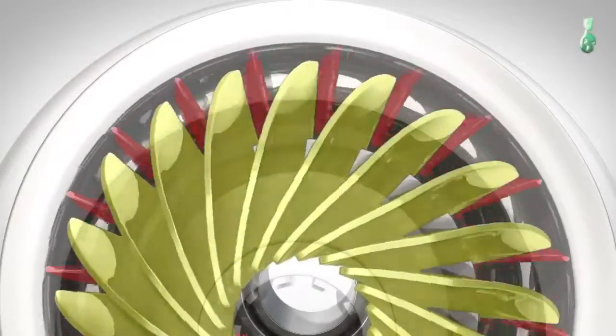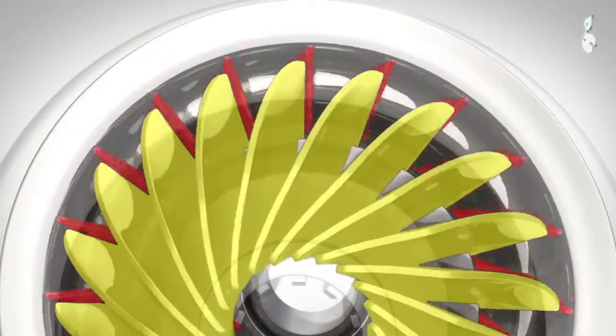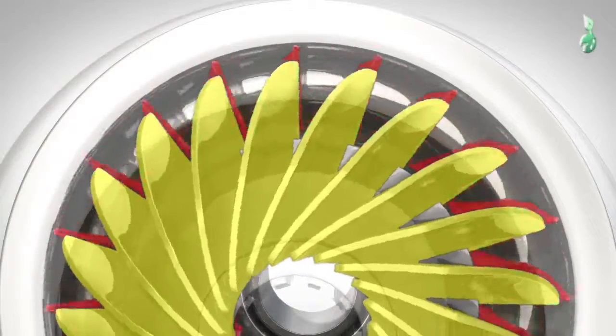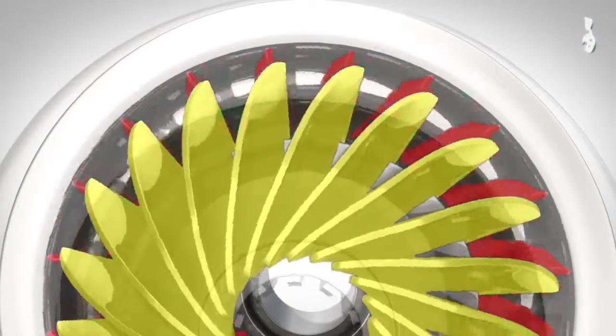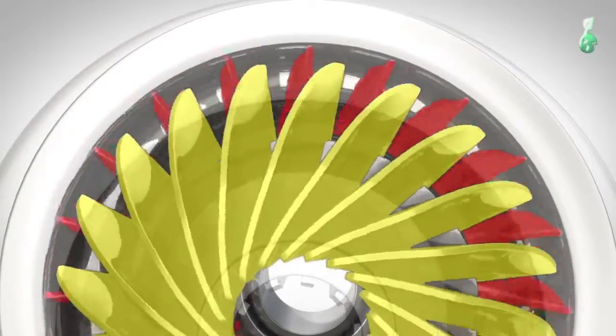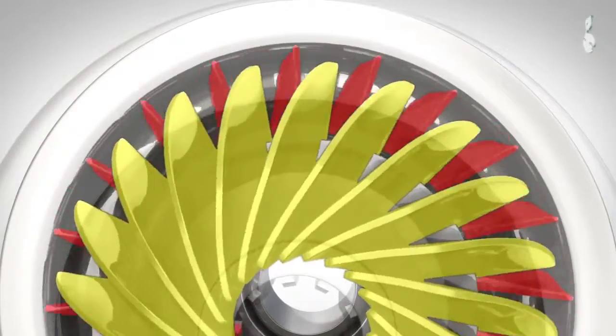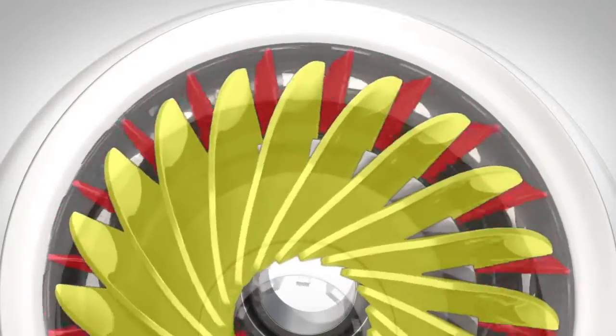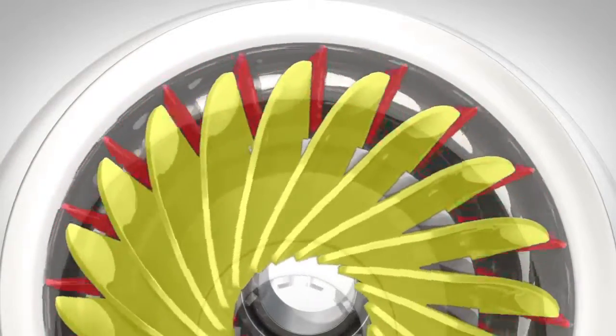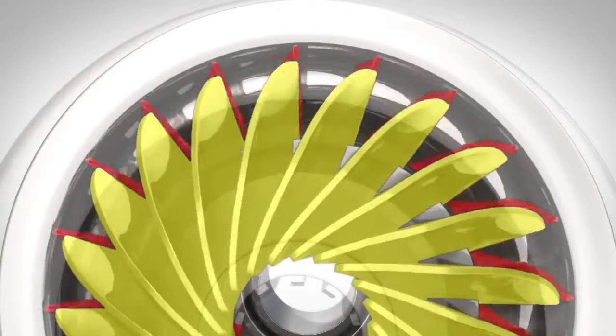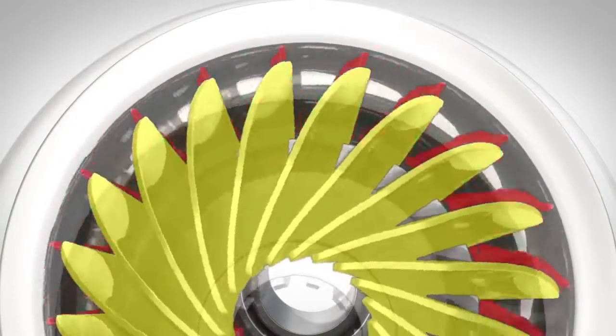The blades colored in red are those of the impeller. The yellow ones are those of the turbine. Here we can see that the yellow blades of the turbine are much slower than those of the impeller because, for example, torque conversion and energy losses between impeller and turbine take place.